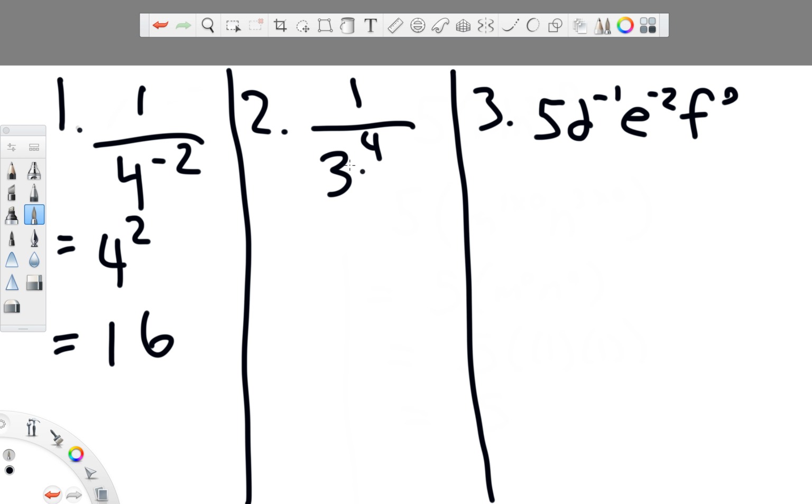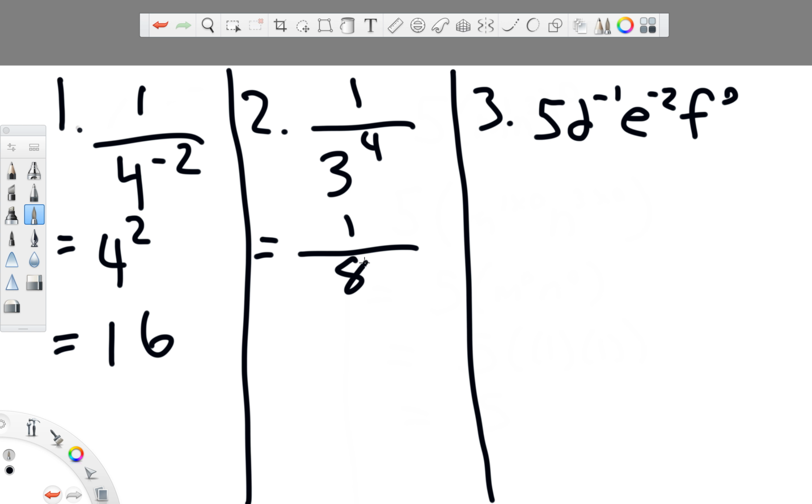Now, notice how there's no negative symbol, so we don't have to flip it on the exponent. So this is just going to be 1 over 3 to the power 4, which is, let me just check that to be sure.